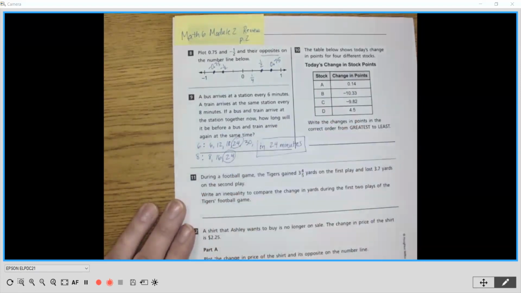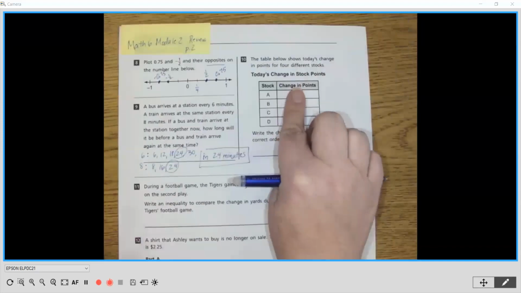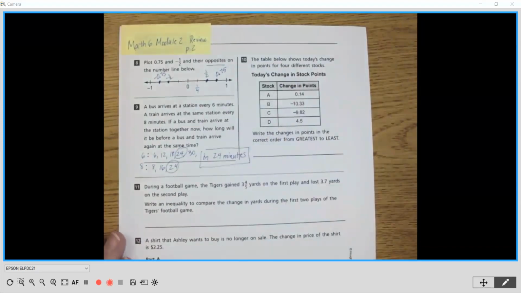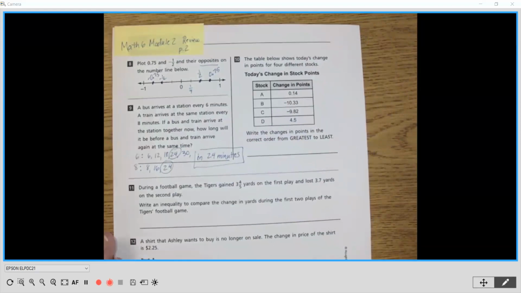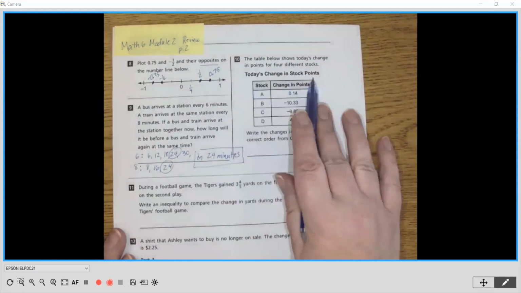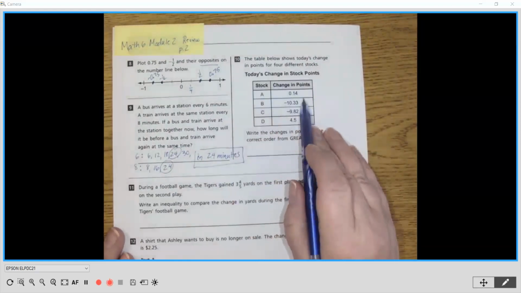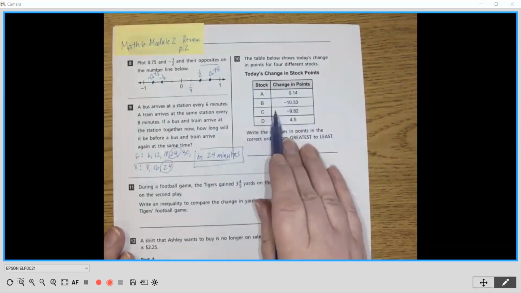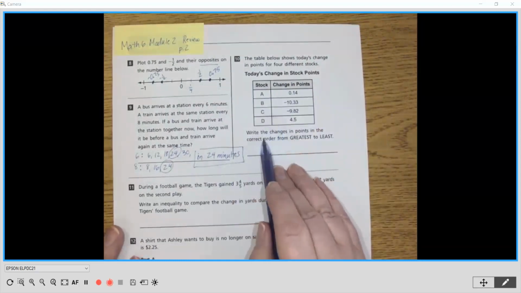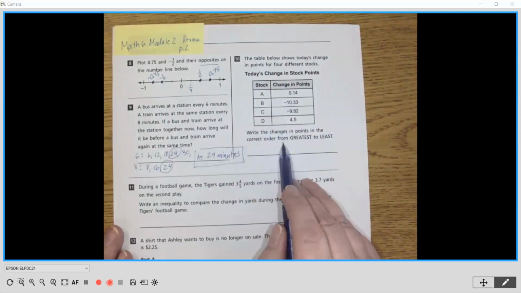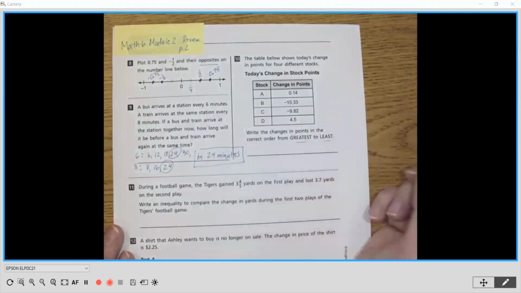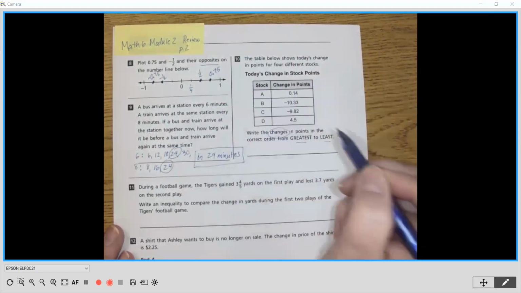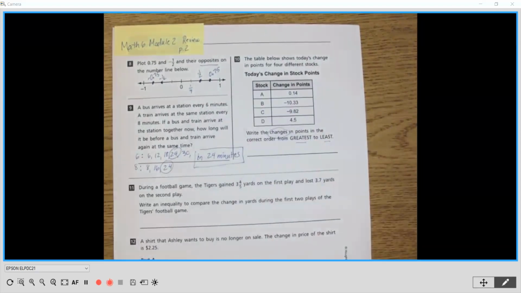Okay, number 10 is over here on the right. The table below shows today's change in points for 4 different stocks. Today's change in stock prices. Okay, and the directions, we'll look at that table in a moment. The directions say write the changes in points in the correct order from greatest to least. Now it just says changes. It doesn't say increase or decrease. It just says change. So it doesn't matter if the stock price went up or if the stock price went down. We're just looking at the overall change.